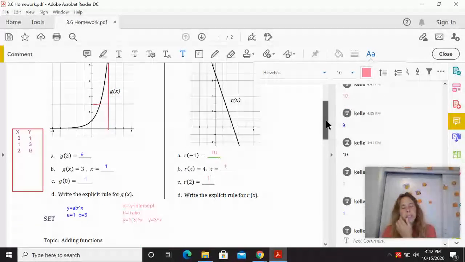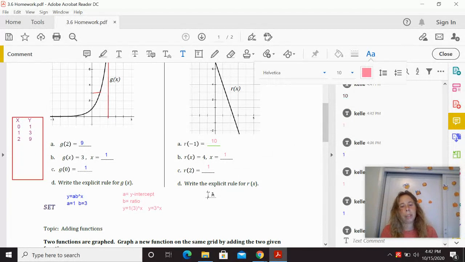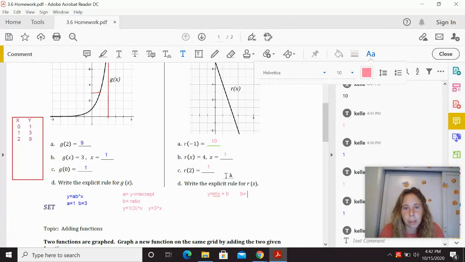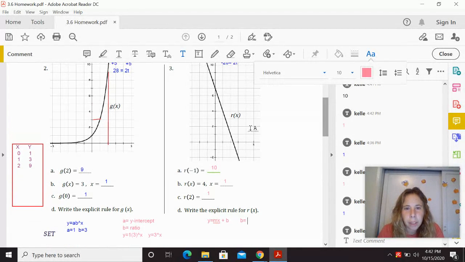Okay, then this is linear, so when you're writing your explicit rule, you can use either point slope or slope intercept. I recommend slope intercept. So you need to know your y-intercept, which is b. B equals, what's your y-intercept? It is, do we not know what it is? No, there it is. 7? 7. It crosses it at 7.